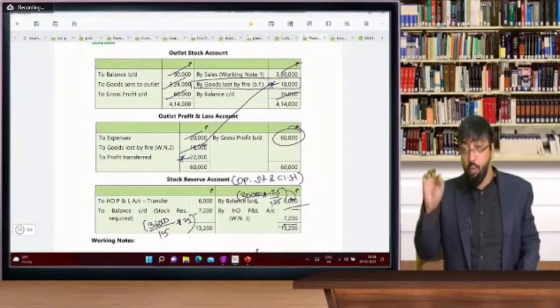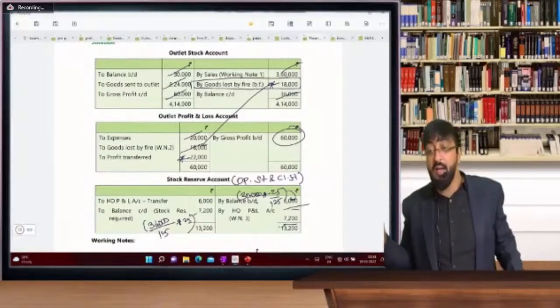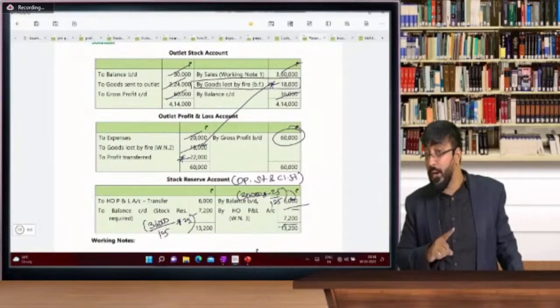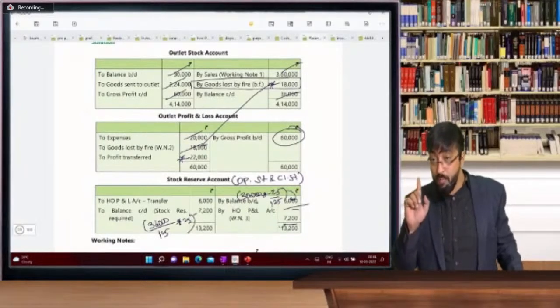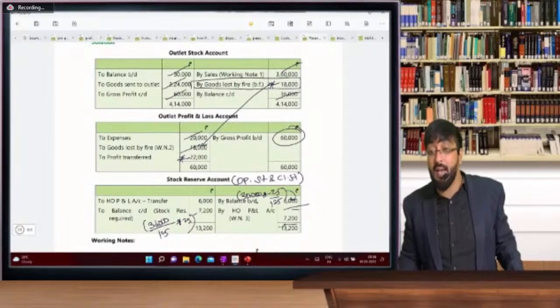Timings. Full timings. How many minutes did you take to solve? Every one of you, please. I have covered all these illustrations. Now from your side, pending part is timings for each illustration.